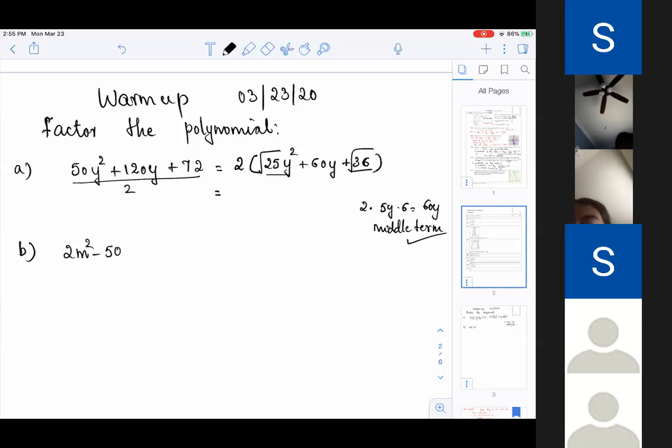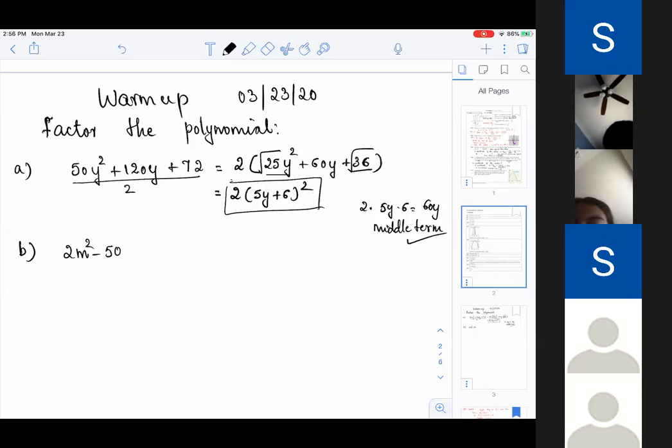It's been more than a week since you learned this, so it's okay that you forgot. It factors as 5y plus 6 squared. Very good. And there is a factor of 2 out front. So this is how you factor it.